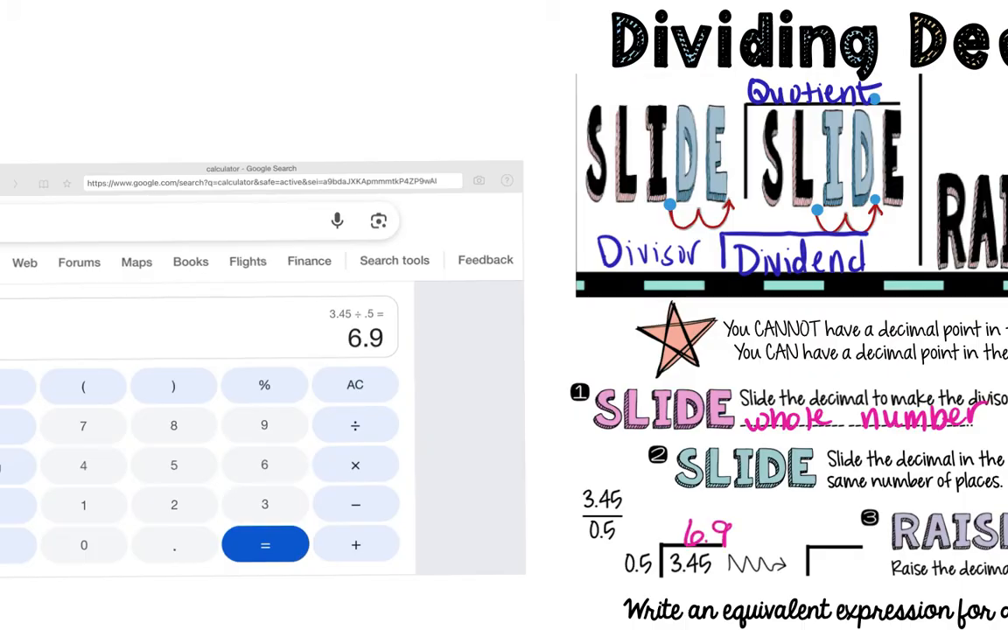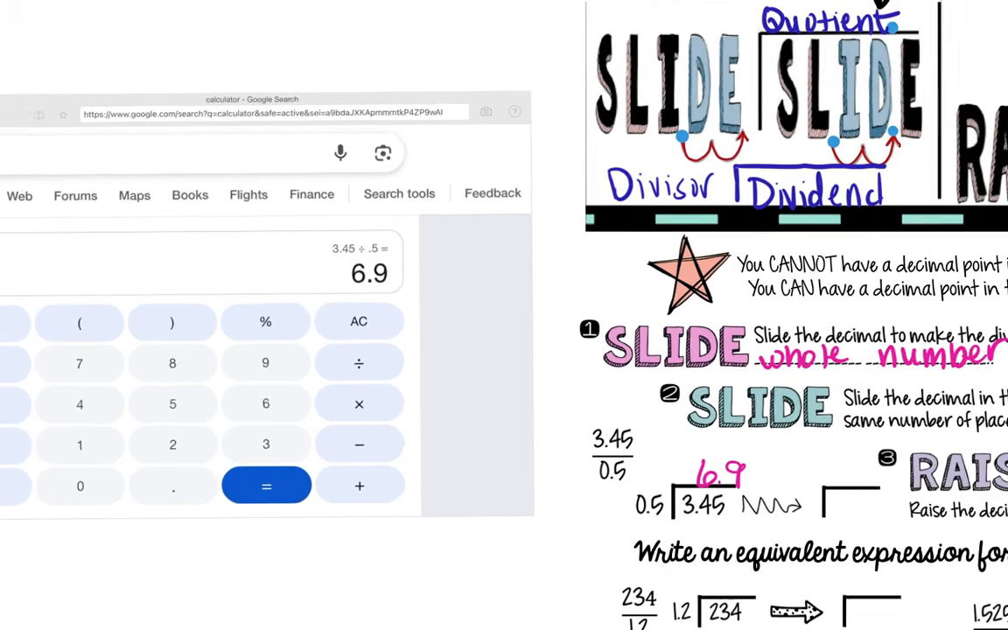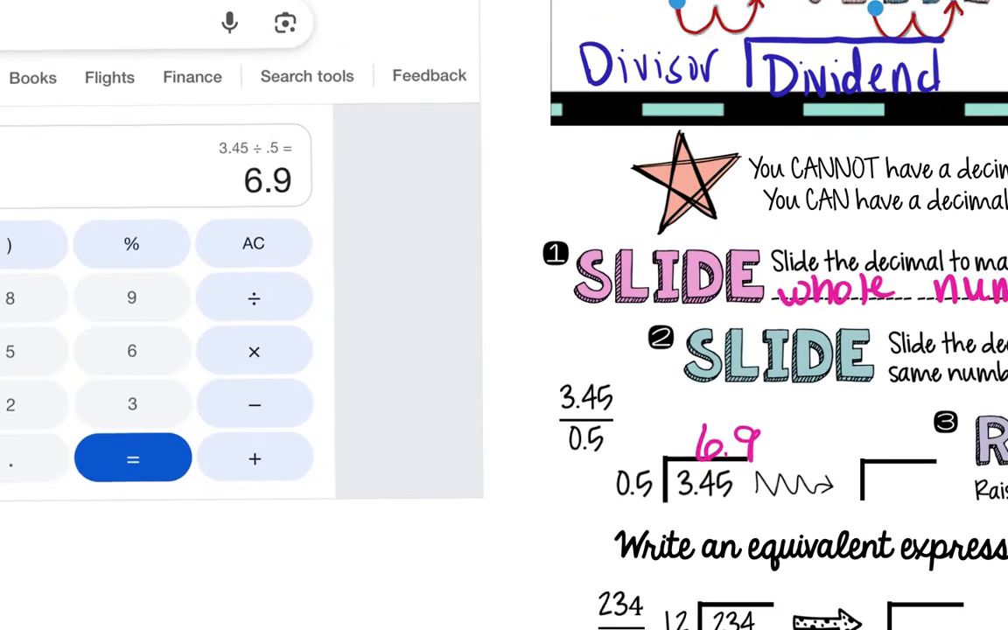However, when we do long division, we can't do that. So we're going to slide, raise the roof. I need to make the divisor a whole number. So right now it's 0.5. I want to make it 5 wholes. So how many times would I be moving the decimal point? 1 time. So I'd move this 1 time to make it 5. But if I do that, I have to do the same thing in the dividend. So I need to move that 1 time.